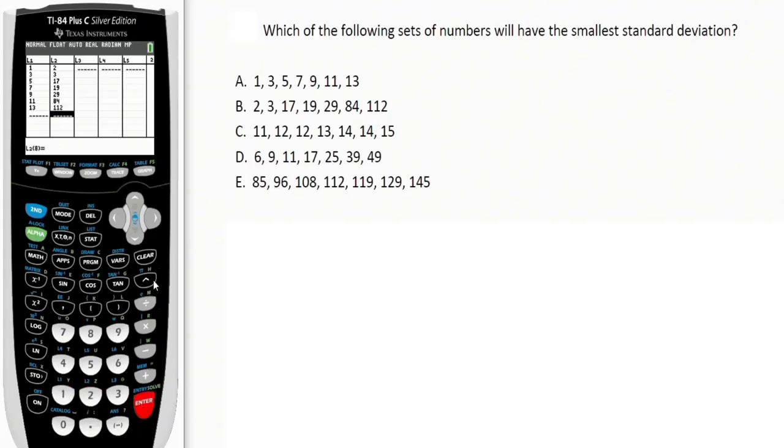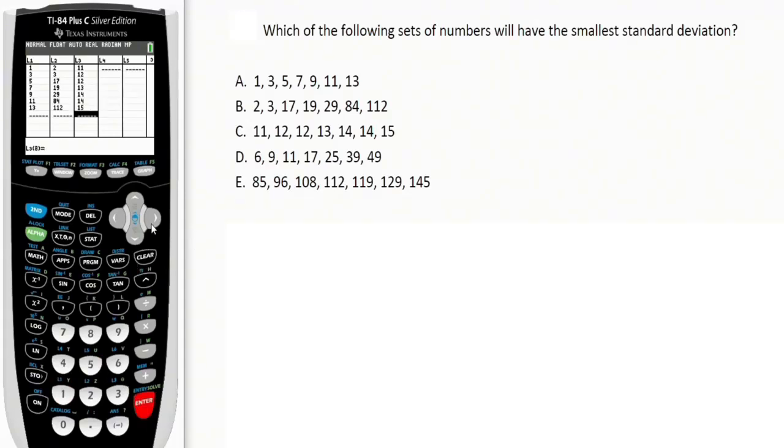Let's go to list 3, which is option C. We have 11, 12, 12, 11, 12, 12. We also have 13, 14, 14 as well, and 15. That's all for list 3.